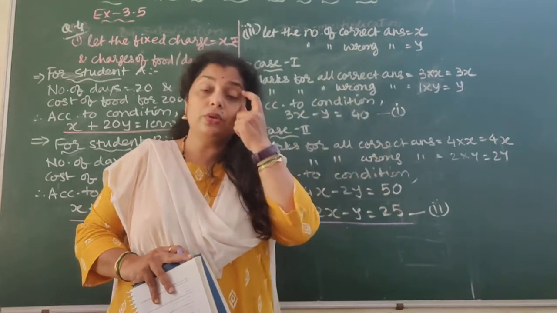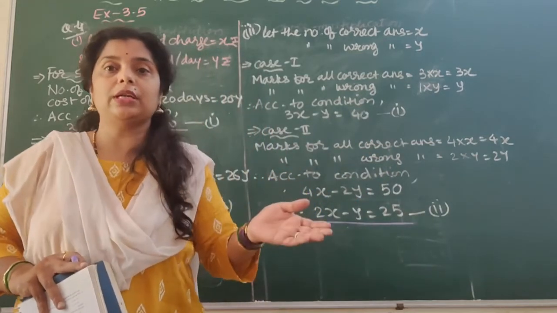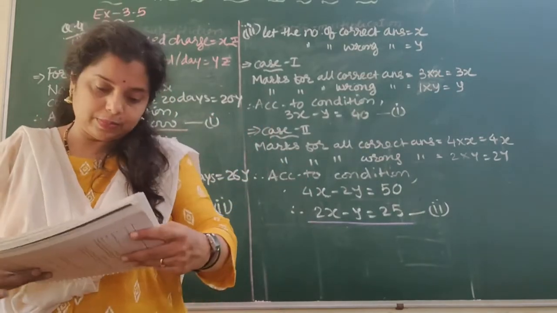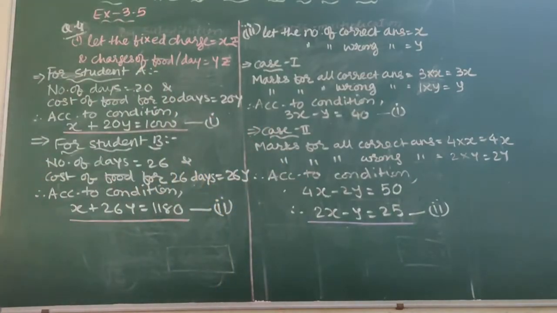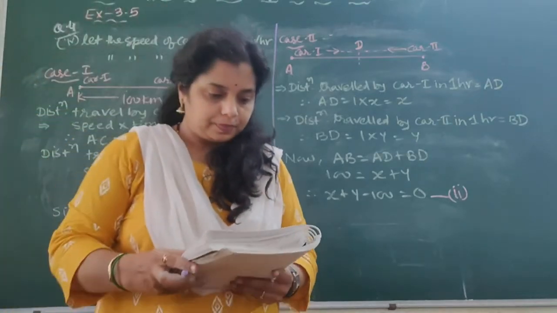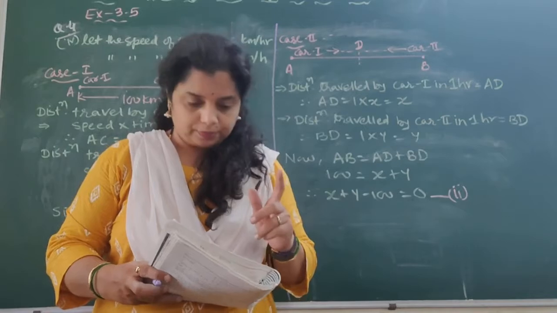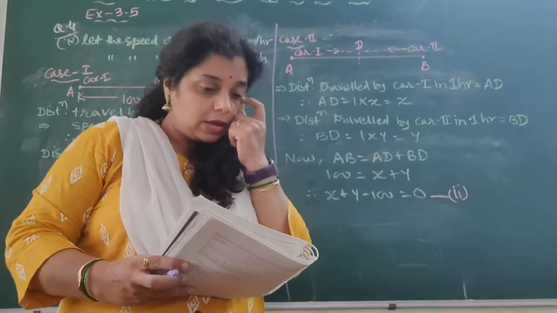Is it clear? So you can use either substitution, elimination or cross multiplication to solve this type of example. Let's move to the next one. Now the fourth one, the most important sum. Okay, most important sum this is.